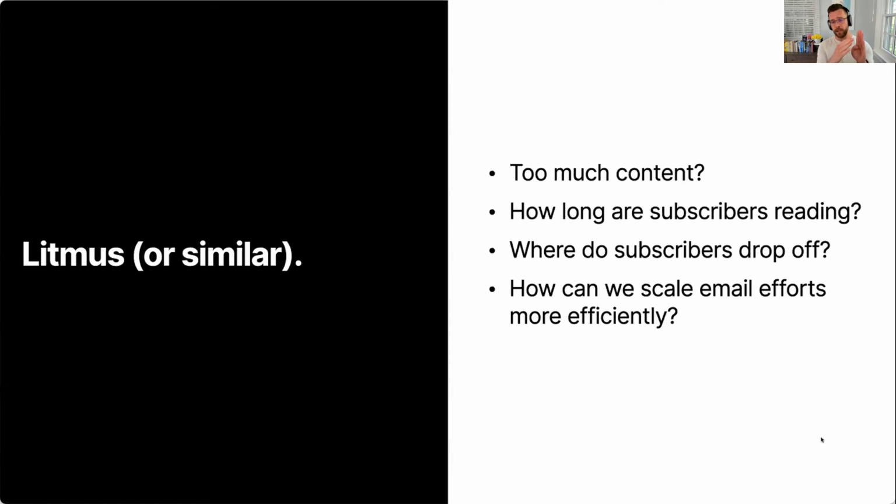If we can see that long-tailed graph of detailed engagement, where within our email campaigns are they likely dropping off? Do we need to shorten things up? Do we need to potentially re-architect the design of our campaigns to figure out how we should structure things so people spend more time with them? And then also, how can we scale email efforts more efficiently?